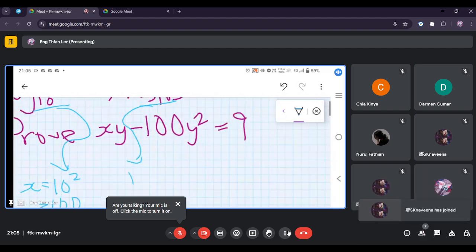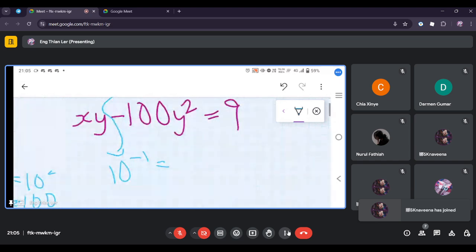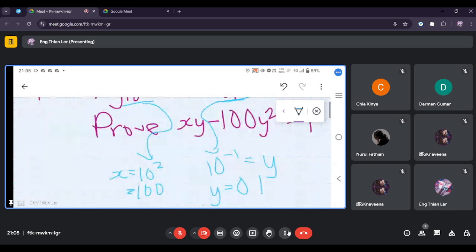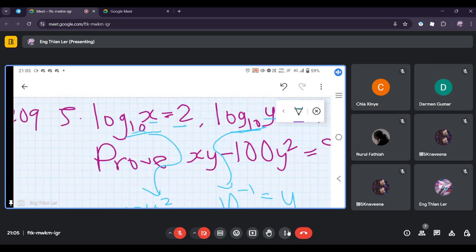10 to the negative 1 equal to y. So y equals log 0.1. Similarly, 10 squared equals x. This is how the logarithm works.